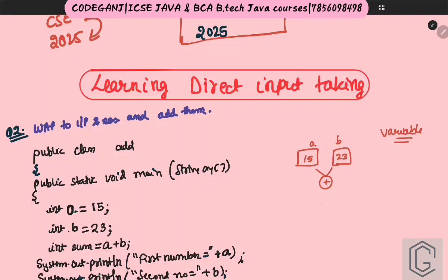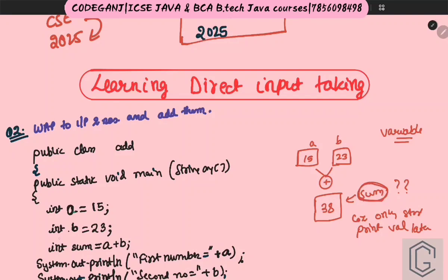An important thing is that I have to add and store this value somewhere. Why do I have to store this value? Because only if we store it can we print that value later, by using this variable. That is why we have taken another variable called sum, in which I am adding both the values, a plus b. So this is my input part, this is my calculate part, and this is my output part.